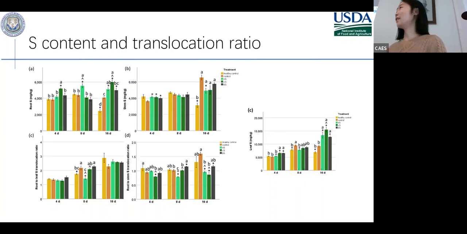Yes. Actually, I didn't show the data. We tested the pH of the soil before the plant growth and after the plant growth, and based on the result, the nanosulfur and coated nanosulfur didn't decrease the pH of the soil, which is in line with our hypothesis.